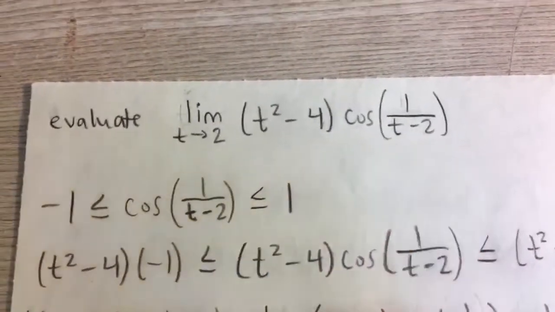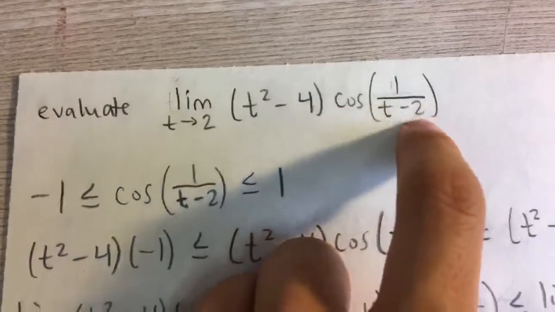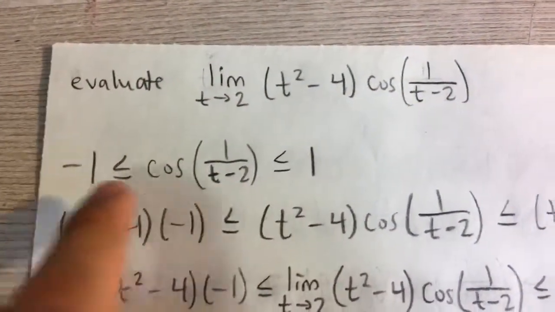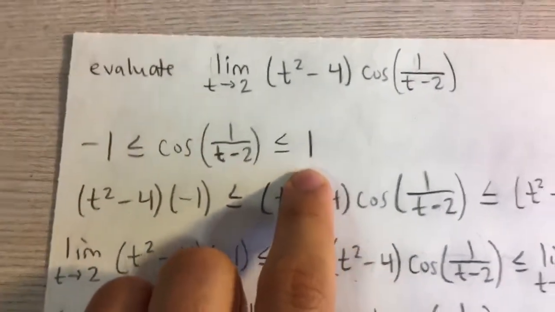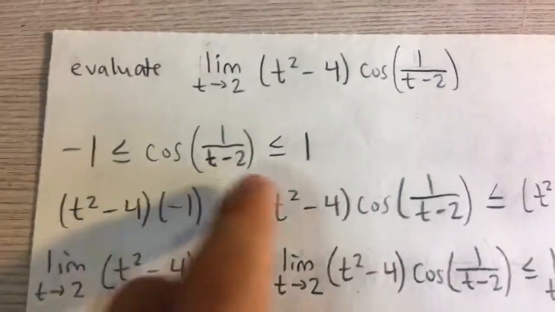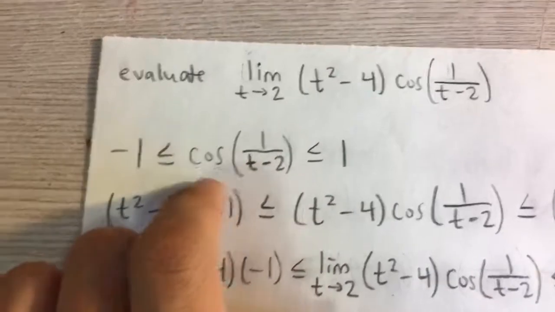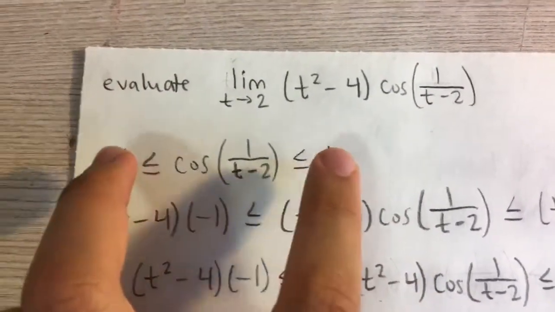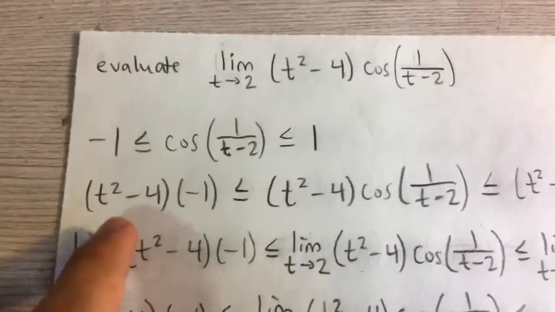If we remember that cosine of any angle, any value in the cosine, has to be between -1 and 1. -1 is the minimum it could possibly be, and 1 is the maximum it could possibly be. And so if we use this inequality, we can manipulate it to get this limit in the middle. And by the squeeze theorem, if we evaluate the limits on the outside and they're equal, then this one must be also equal to it. So you can see what I mean as we go along.